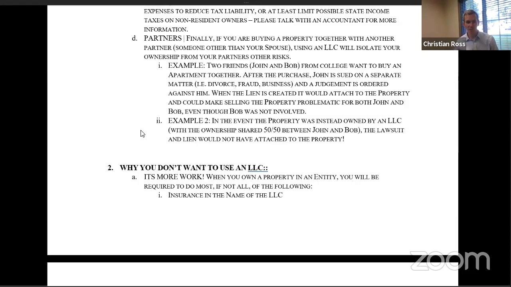Here's why. If you're buying a property together with another person, who is not your spouse, using an LLC will isolate your ownership from your partner's other risks. I'll give you the examples. Two friends, John and Bob, and honestly, this happens all the time, so this is not that much of a hypothetical. John and Bob are friends from college and they want to buy an apartment together. After the purchase, John is sued on a separate matter. Maybe he got divorced, maybe he didn't pay his credit card bills, or he has an IRS lien. That formal process goes through, and there's a judgment, there's a lien, and it attaches to the property.